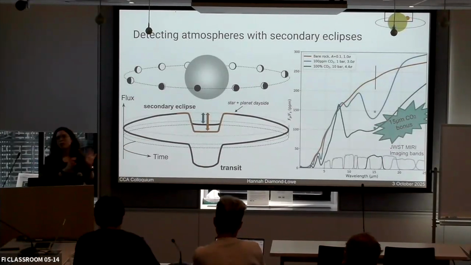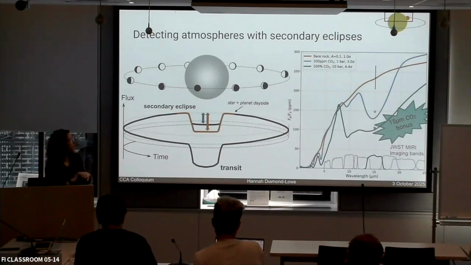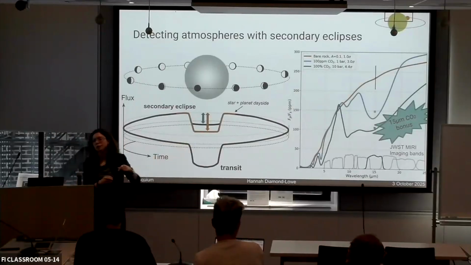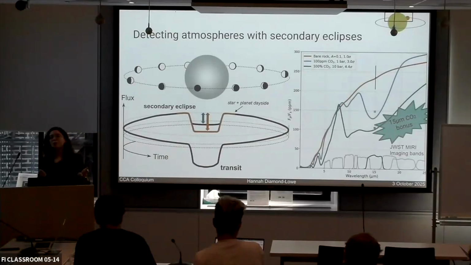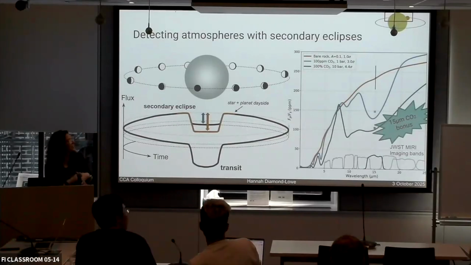Venus has 96 bars of CO2 in its atmosphere, something like 92% CO2. So none of these planets have this big CO2 atmosphere. We are ruling that out. That is something we've learned. I think it's really cool.